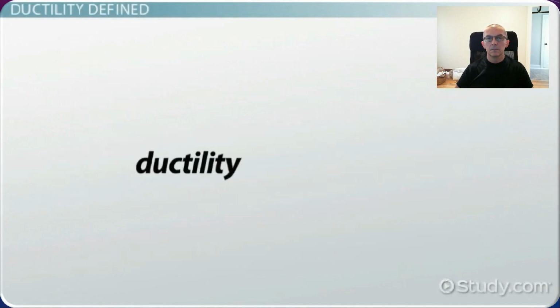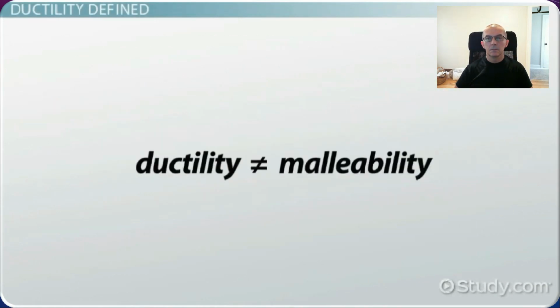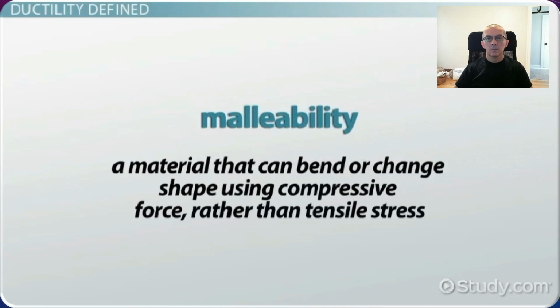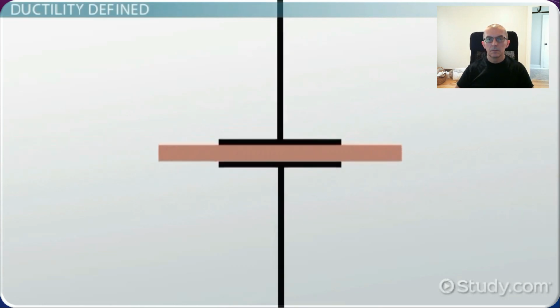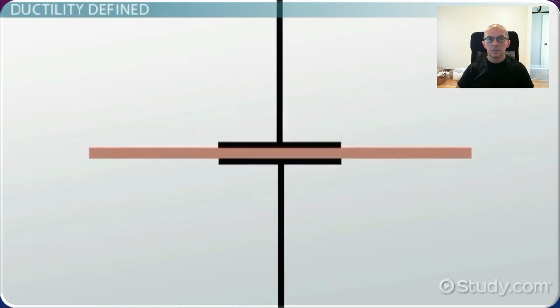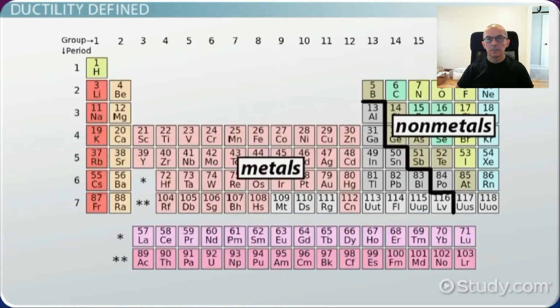Although very similar, be careful not to confuse ductility with malleability. Malleability is a material that can bend or change shape using compressive force rather than tensile stress. Think of compressive force as the act of squeezing or pushing down on a material to change its shape. Some materials can be both ductile and malleable, or ductile or malleable only.